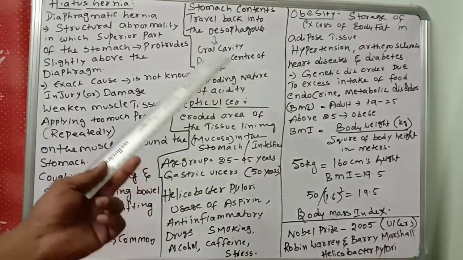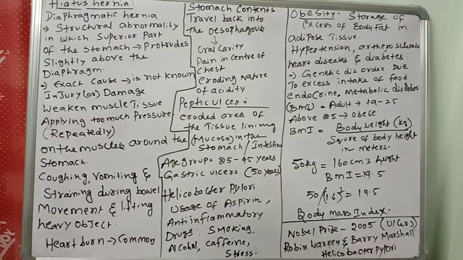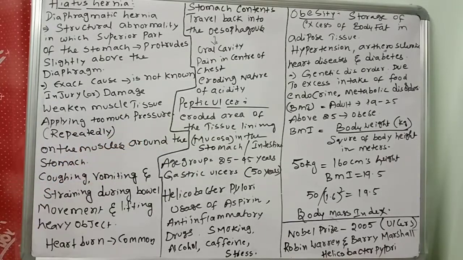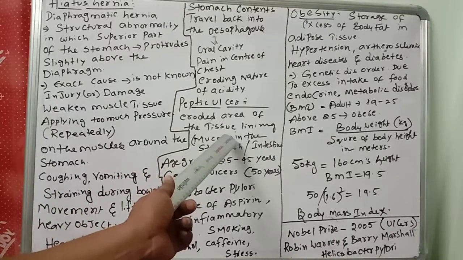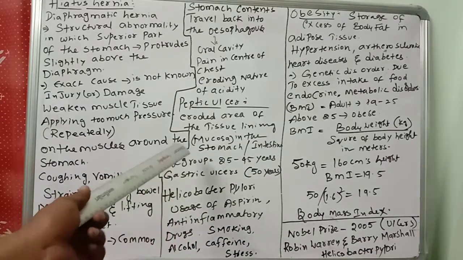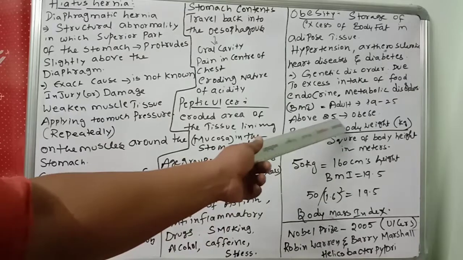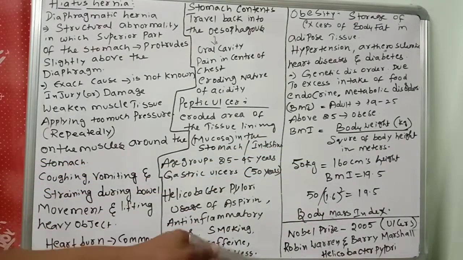So like this, children, almost all the important concepts related to the digestive system are covered. Hiatus hernia, which we discussed today, is a structural abnormality in which the superior part of the stomach protrudes slightly above the diaphragm. Peptic ulcers are an eroded area of the tissue lining, especially the mucosa, in the stomach and intestine. Overweight, obesity, and body mass index: body weight by square of body height in meters. We also discussed who got the Nobel Prize for peptic ulcers.